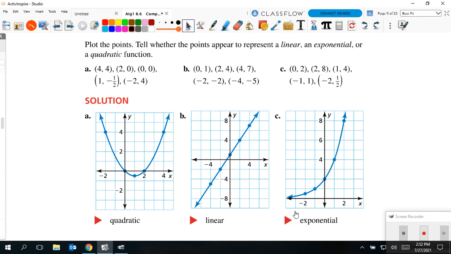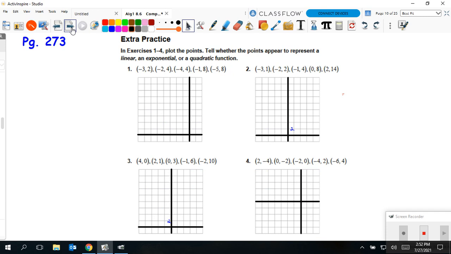And if we did just plot these points, they are connected together like this rocket ship going up, and so that's definitely exponential. All right, so for 1 through 4 on the extra practice, I'm going to have you do that on your own. Just plot the points of each one and tell whether it represents a linear, exponential, or quadratic function. For number 2 and 3, just make sure your y-axis, the boxes there, are going to go up by 2s on just those ones right there. Everything else should go by 1s. All right, so go ahead and pause the video and do 1 through 4.